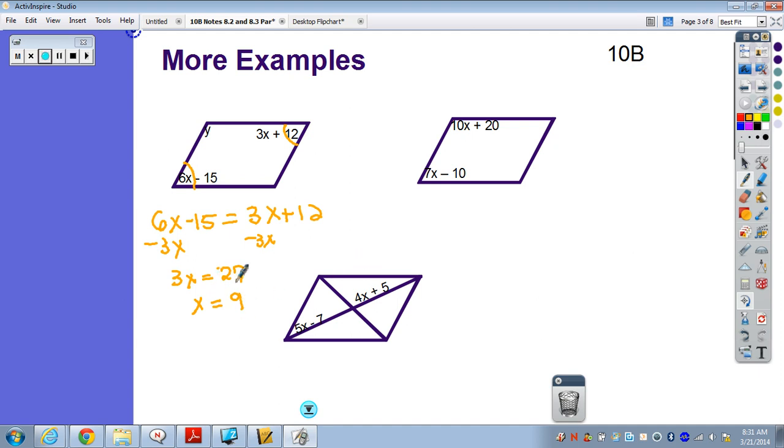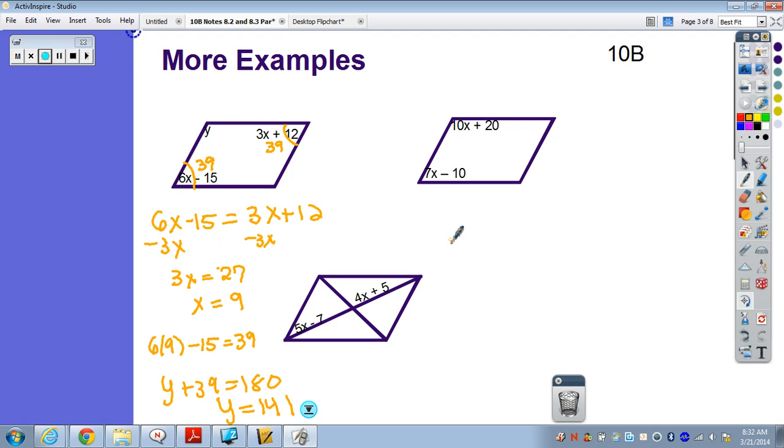And then to find y, in order to find y, we need to know one of the consecutive angles to it. So we need to plug x back in to find this angle. So I'm going to do 6 times 9 minus 15 to get my angle, and we get the angle to be 39, so we know that this bottom left angle and the top right angle are 39, and then we know that y plus 39 has to add up to 180 because they're consecutive or same side interior angles. So then y is 141.